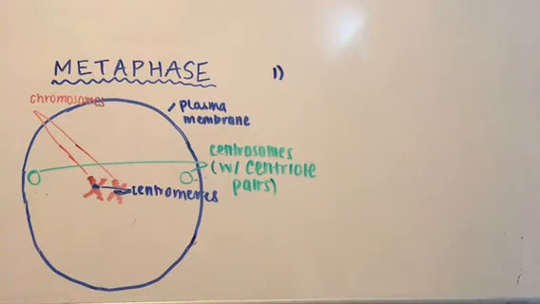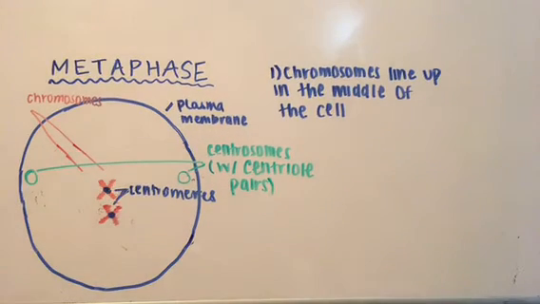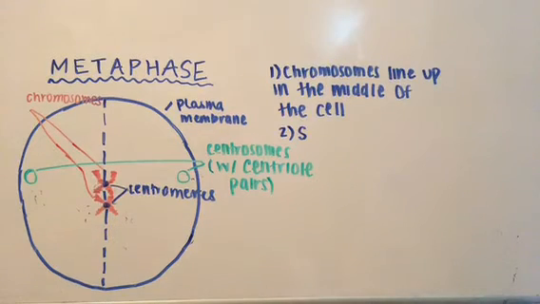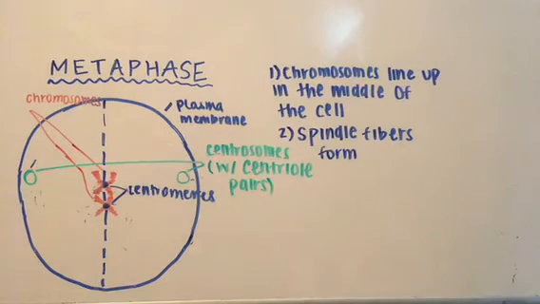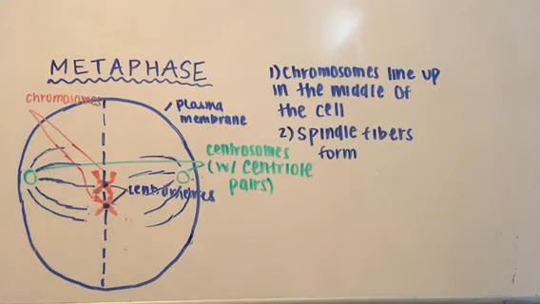After prophase comes metaphase. In metaphase, the chromosomes line up along the middle of the cell and long protein fibers called microtubules form spindles, which extend from the centrosomes to the chromosomes.